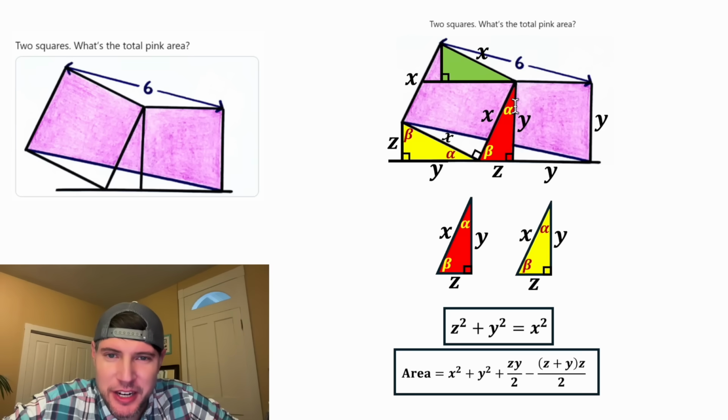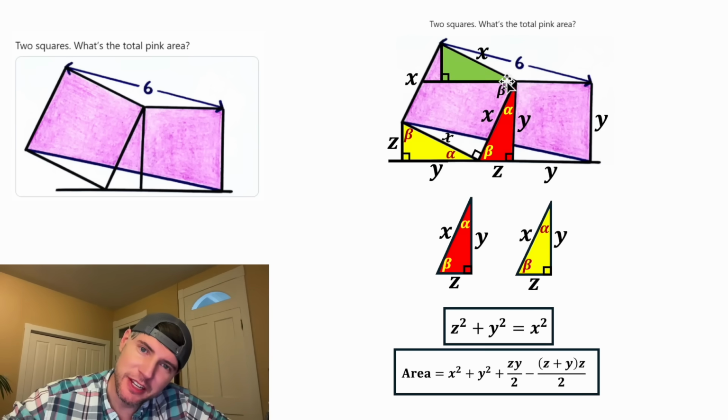And then since we know that alpha plus beta equals 90 degrees, in this 90 degree angle, if this is alpha, this would be beta. And then same thing if we look at this 90 degree angle, if this is beta, this remaining portion would be alpha.